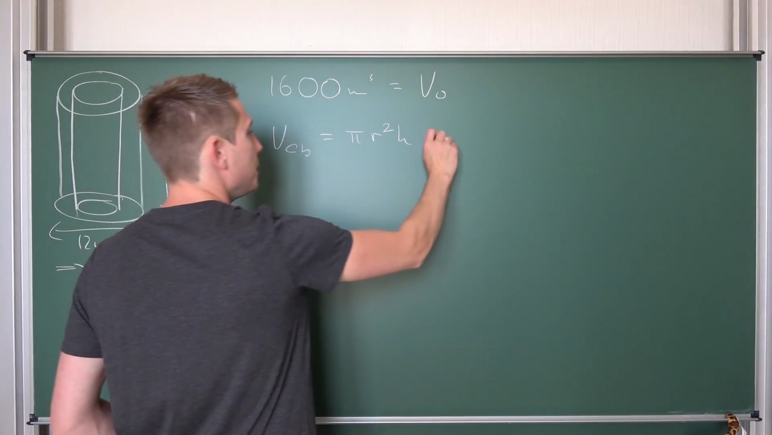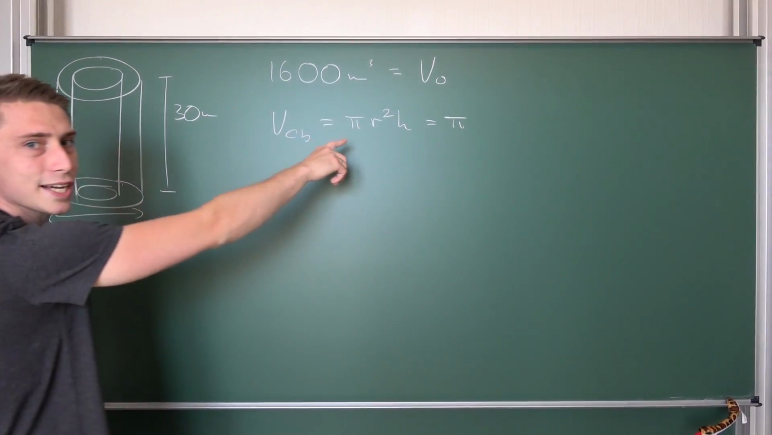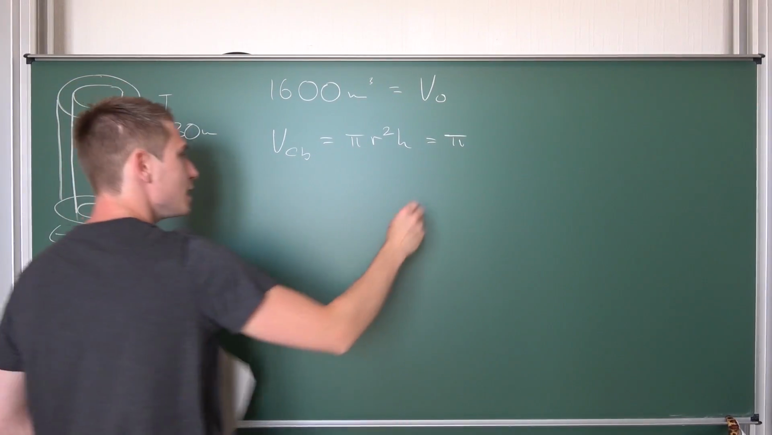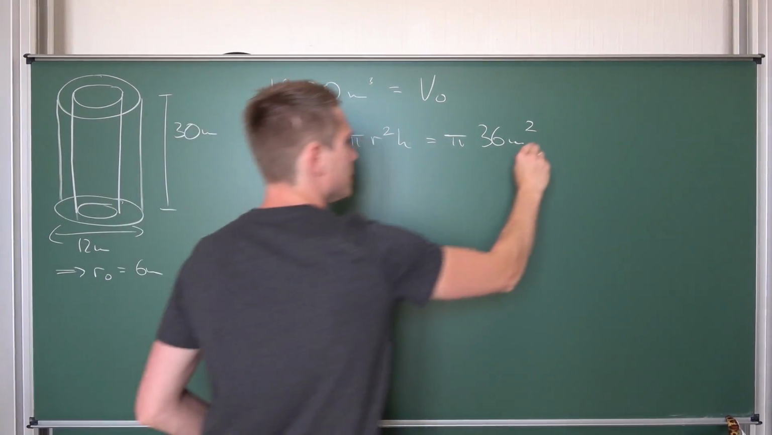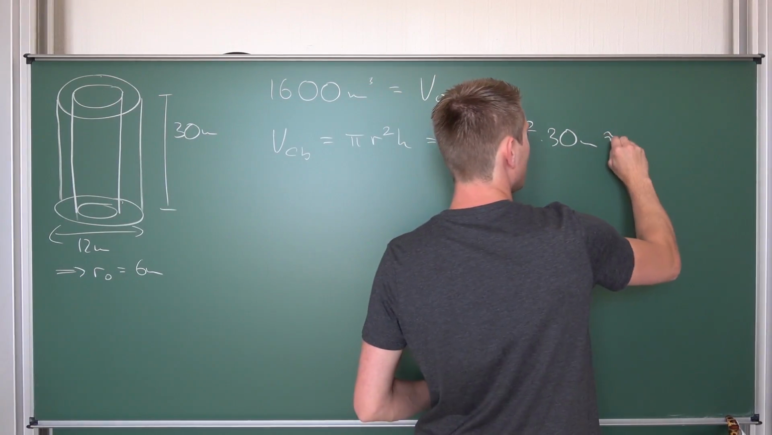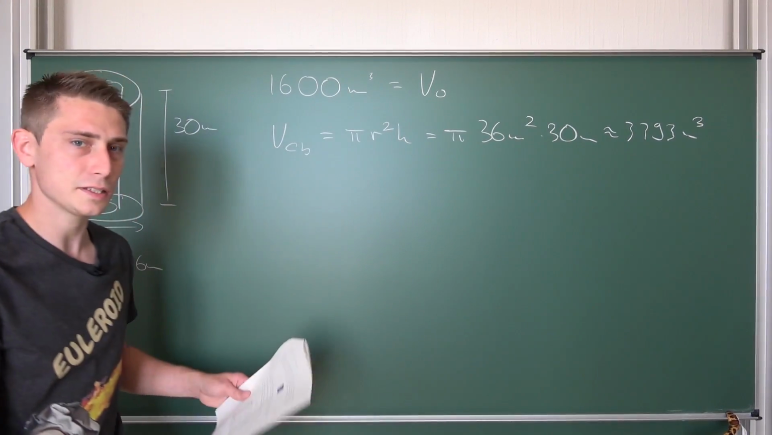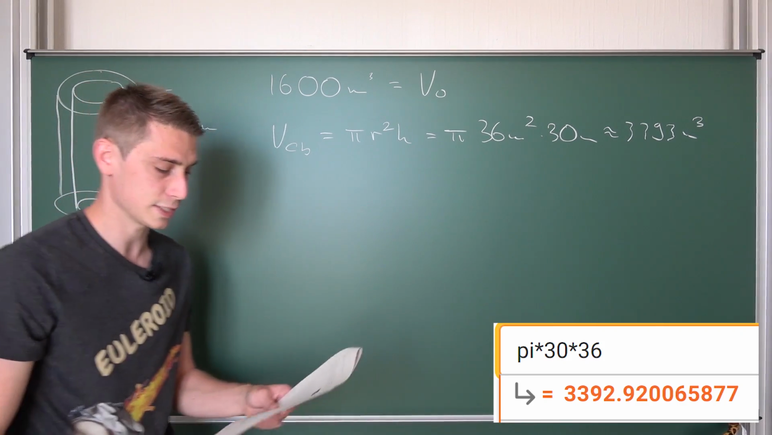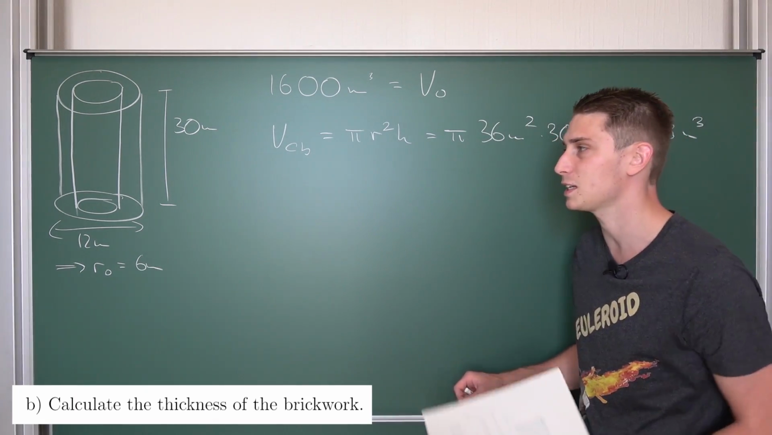It is what it is, meaning if we were to compute this, this is going to give us pi times, okay, what is r squared exactly? It's our outer radius, so R_O basically. So that means we are going to have 36 square meters times the height, which is 30 meters. And we need to show that it's approximately 3393 cubic meters, and here's going to be the real value, and it's going to be pretty close to this. So we are done with the first exercise. Calculate the thickness of the brickwork. That's a thick brick that we are having here.